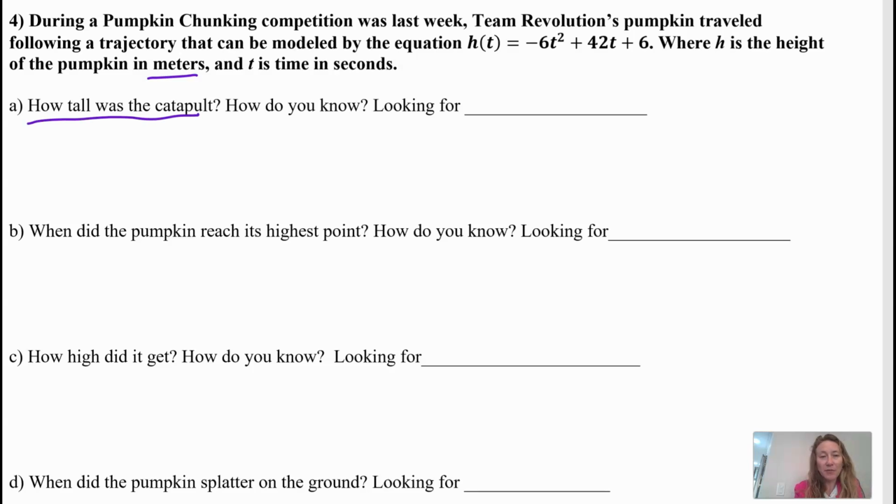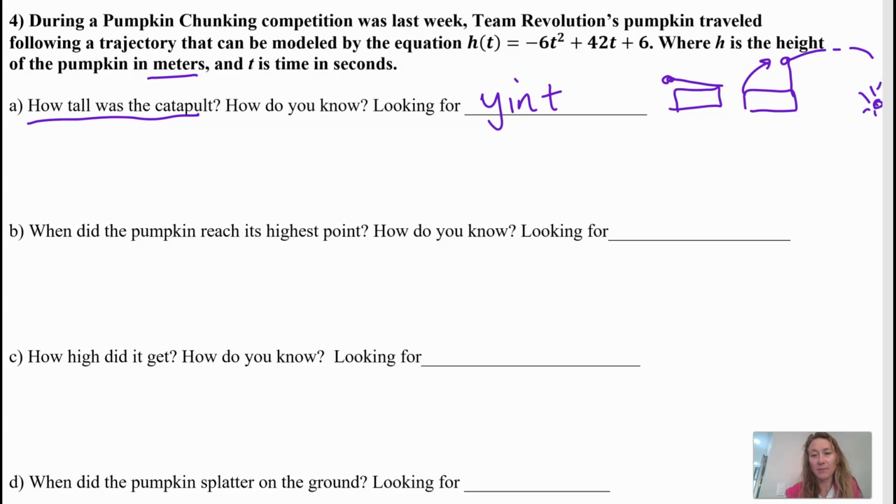How do you know? Well, in this case, if I'm looking for the catapult, that's going to tell me when it started. So I'm looking for the y-intercept. I'm imagining it's on the catapult. And then right here's like what a catapult looks like. And then it goes like this. It goes like ding. And then the pumpkin keeps going until it lands. I should have drawn that in orange. So I'm talking about the y-intercept. So in this case, I can see that the y-intercept is just 6 because it's always c. So the catapult was 6 feet tall.